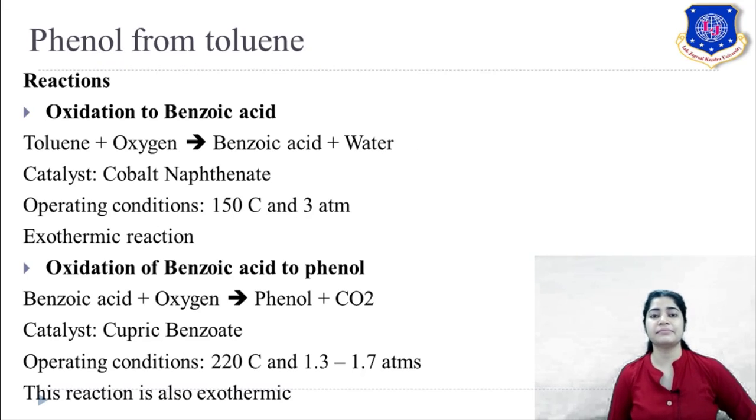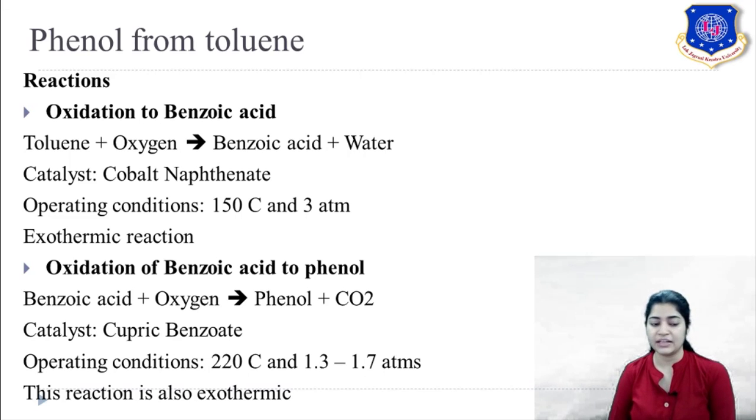Now the next method is phenol obtained from toluene, right? So your reactant is what? Toluene. The reactions carried out here are, first of all, the oxidation to give you benzoic acid. So the reaction is what? Your toluene, when it gets oxidized, hence oxygen is used, you get your benzoic acid and water. Now the catalyst for this reaction is what?